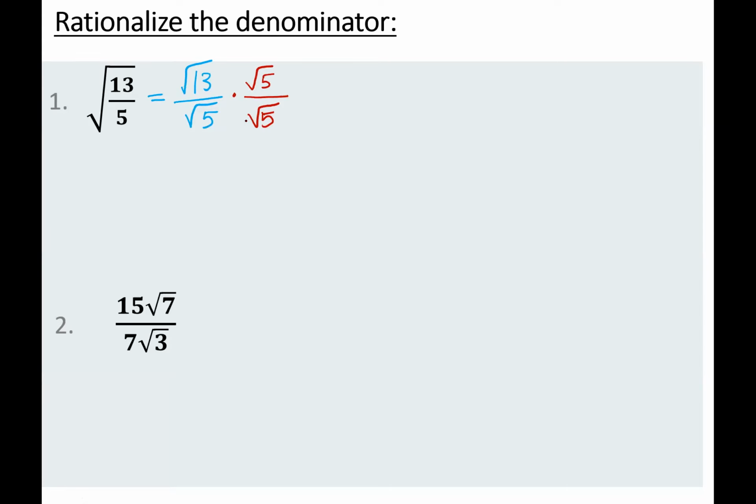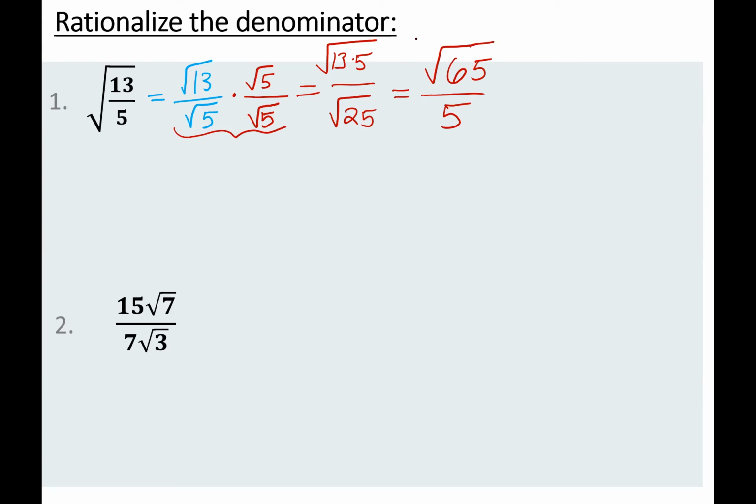Let's see how that will help. In the denominator, the square root of 5 times the square root of 5 is the square root of 25, which is just 5 in the denominator. Let's multiply in the numerator. The square root of 13 times the square root of 5 is the square root of 13 times 5, which is 65. So we end up with the square root of 65 in the numerator over 5 in the denominator.